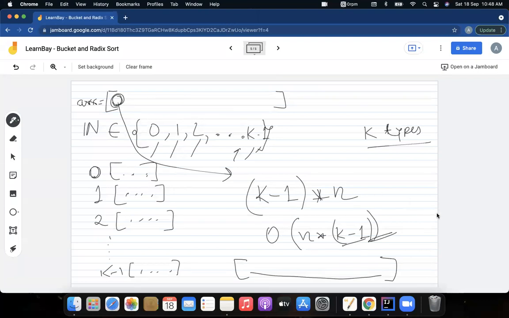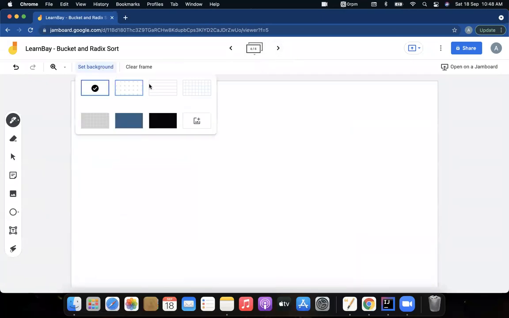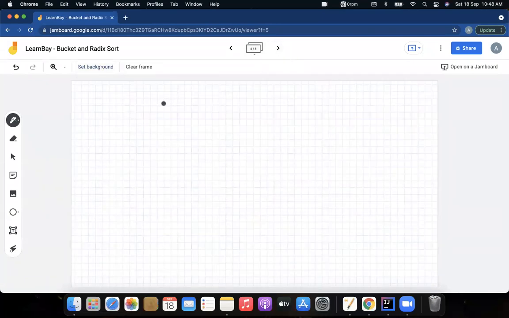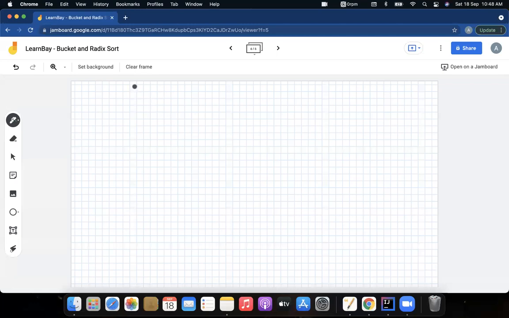Let's see. Okay. But k is a constant, we can ignore. Yes, you can ignore if k is a constant, but here it's a variable, right? 0 to k minus 1. It's not really a constant right now. So n times k minus 1. Okay. K is the range of the type of numbers. Let's see if we can improve this. And before we go, let's name this algorithm because we will be studying multiple such algorithms. So this type of algorithm belongs in bucket sort.